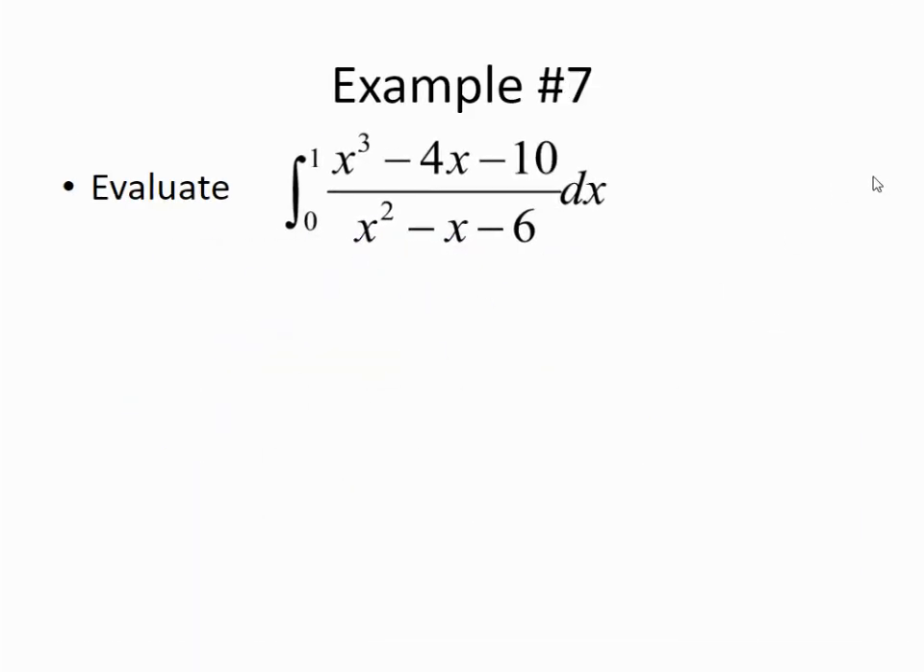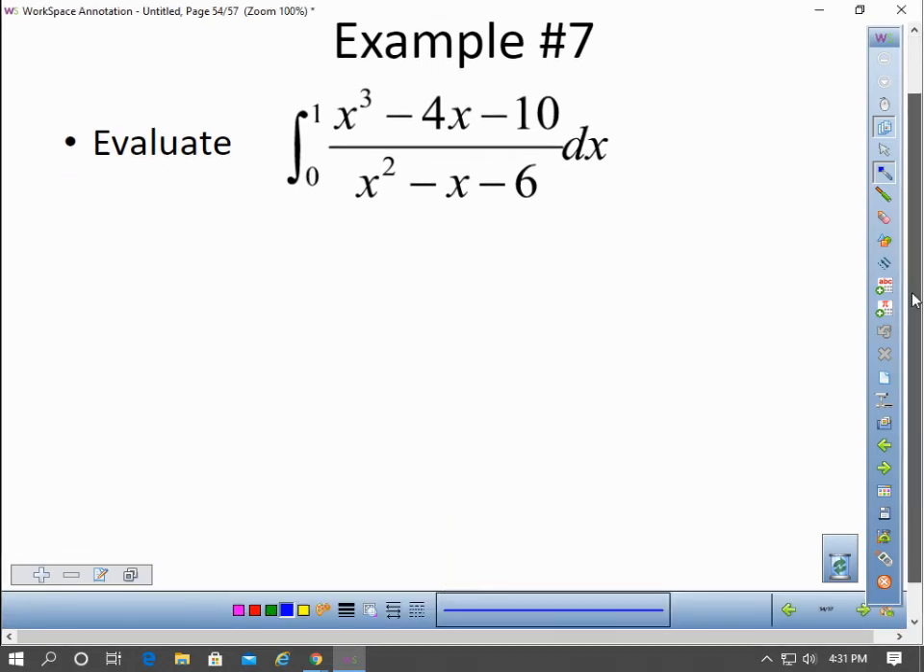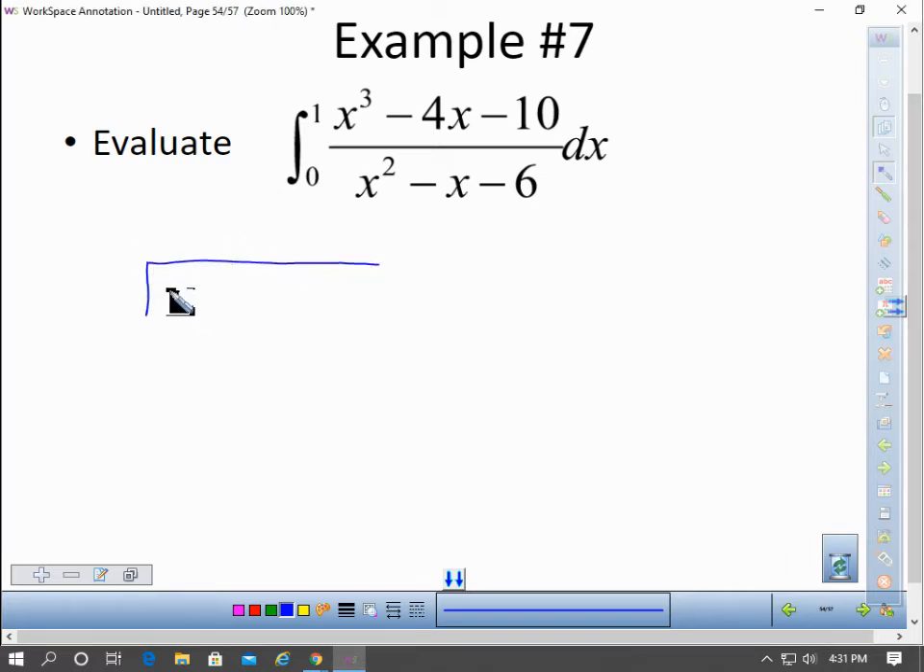All right. This one I don't believe we did on the previous problem, but notice our denominator's power is not higher than the numerator's power. So we're going to have to do long division. So I'm going to have to divide x cubed minus 4x minus 10 by x squared minus x minus 6.